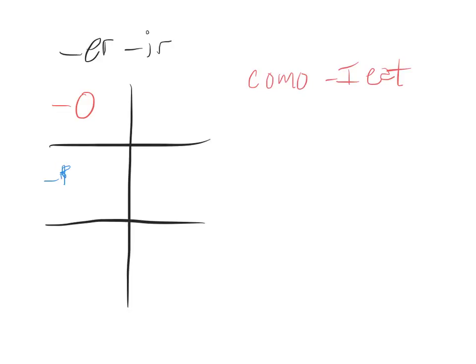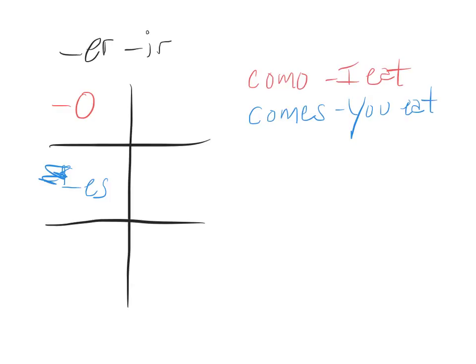Now we're going to do the same thing with our ER or IR verbs. Okay. So in the yo box we have o, so we end up with como, which means I eat. Then in the tú box we have, whoa, I am terrible today, s, so comes is you eat.